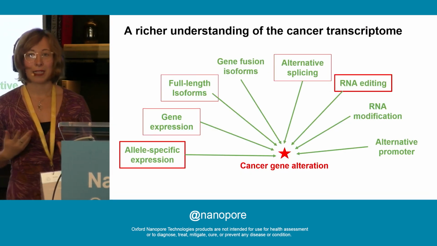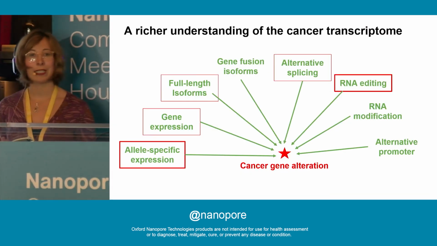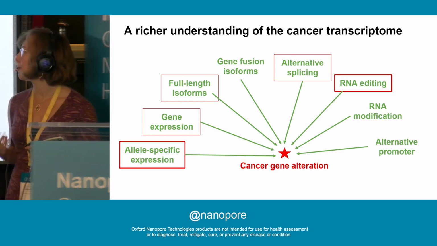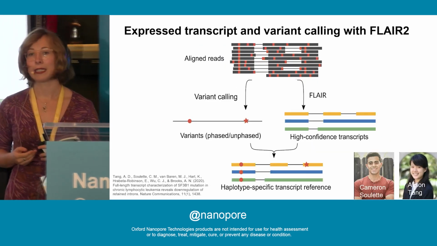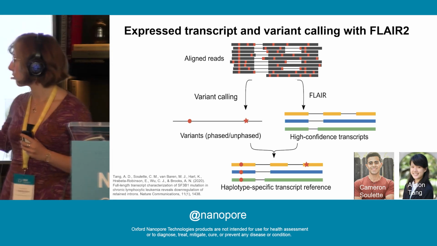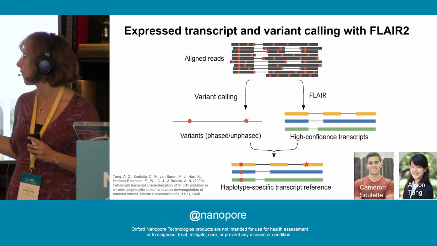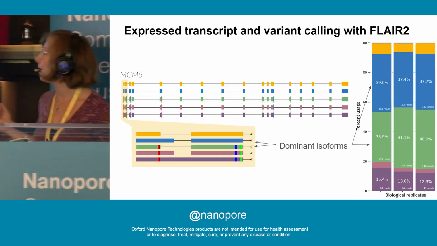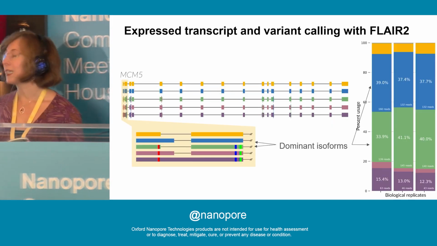However, we've now updated FLAIR to incorporate more of this variation that you can see in the transcriptome, such as allele-specific expression and RNA editing. So FLAIR now integrates variant calls with the high-confidence transcripts to get a haplotype-specific transcript reference. And what we can do with this is really exciting.